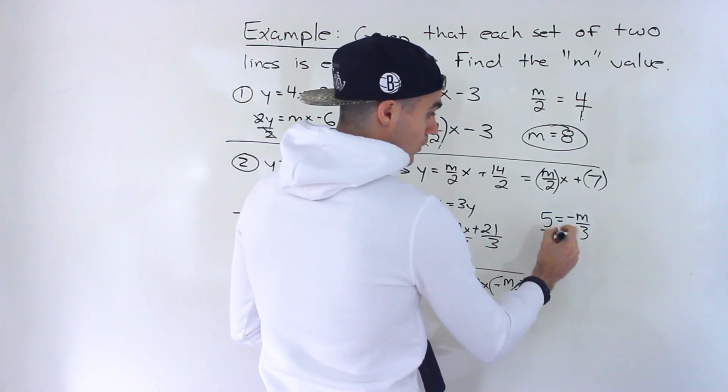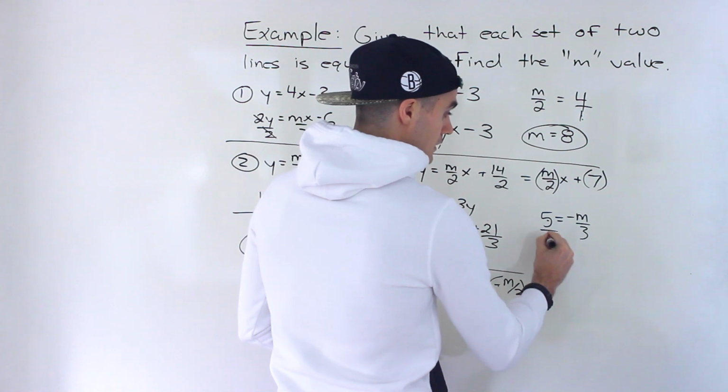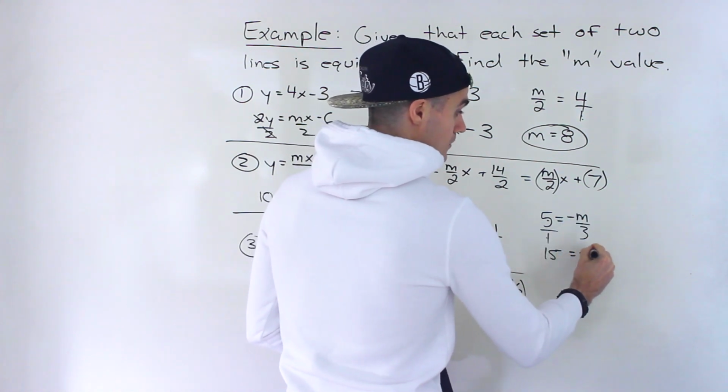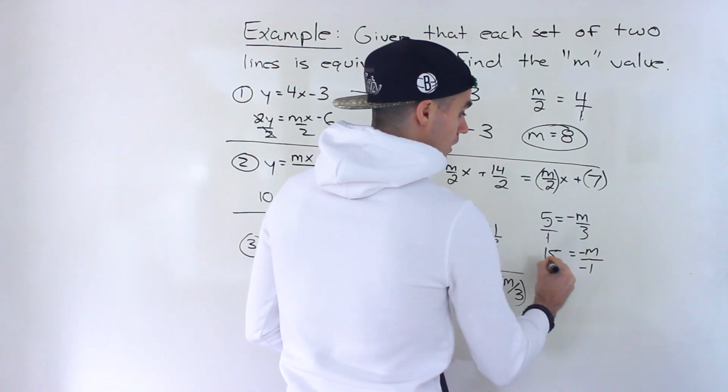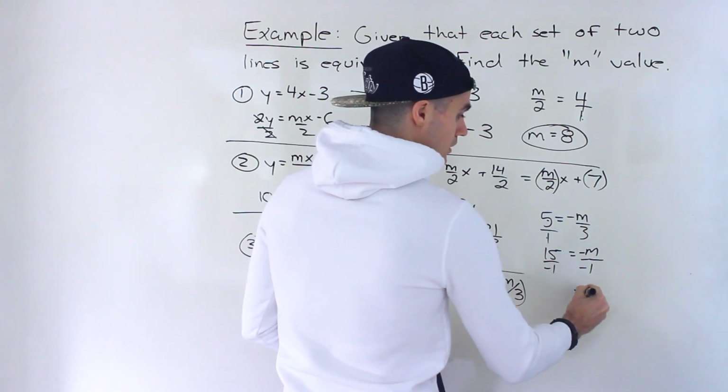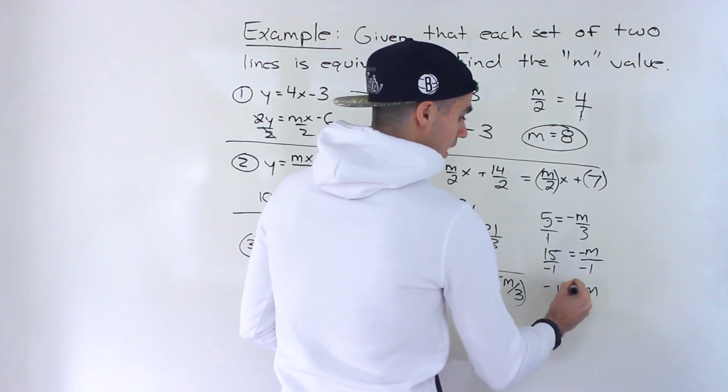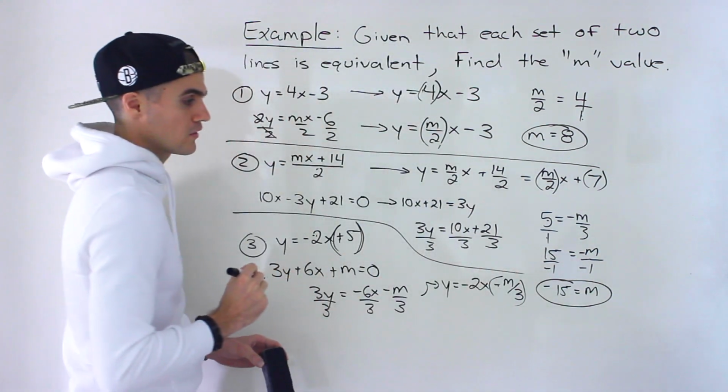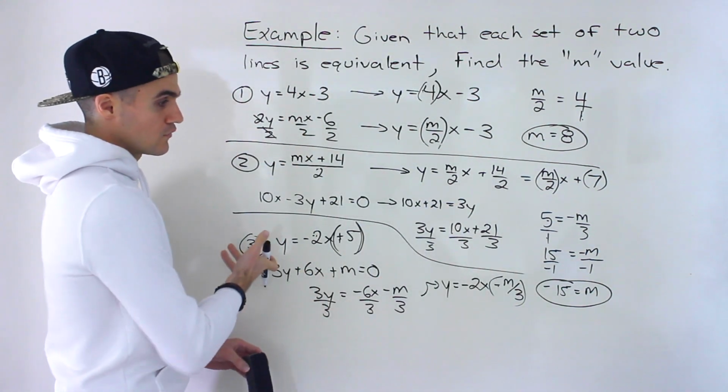So 5 over 1, 5 times 3 is 15. 1 times negative m is negative m. Divide both sides by negative 1 to get the m by itself. So we end up with negative 15 for the m value. So that's the answer for number 3.